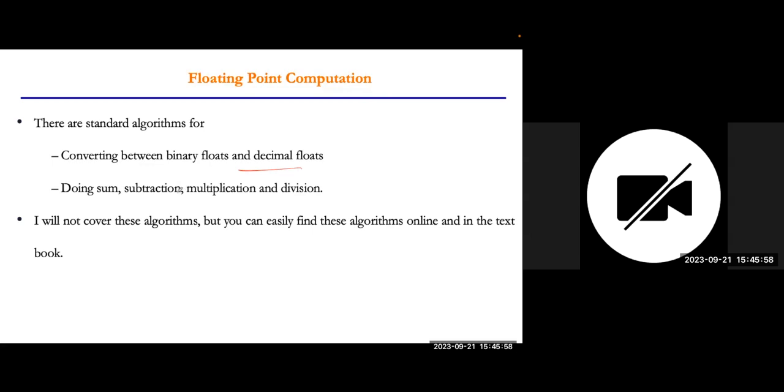This is just what we observe. The same thing applies for your sum, subtraction, multiplication and division. I will not cover these algorithms, but you can easily find these algorithms online or in the textbook.